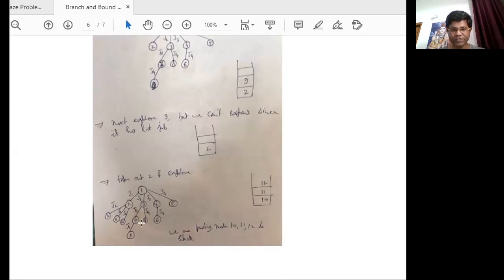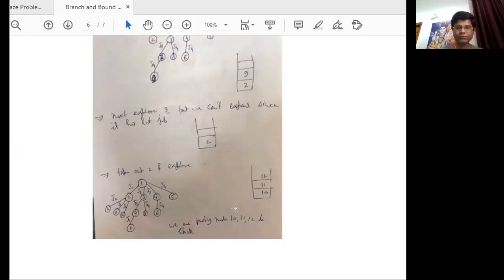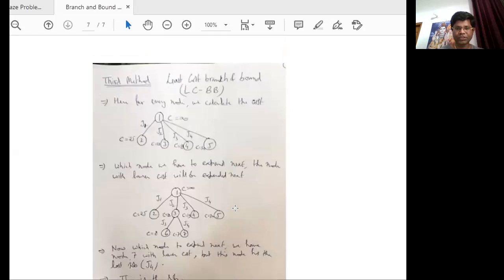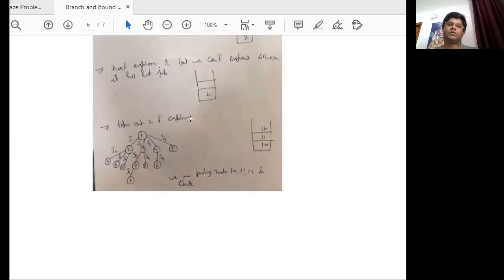And we are pushing these elements into the stack in the order in which they are inserted. First 10, then 11 and then 12. So in the order we are inserting the node to the stack. So in this way, we are applying the strategy using the stack to find a solution using the branch and bound method. We are assuming the solution in the order of job J1 and J4. So this is the second method.